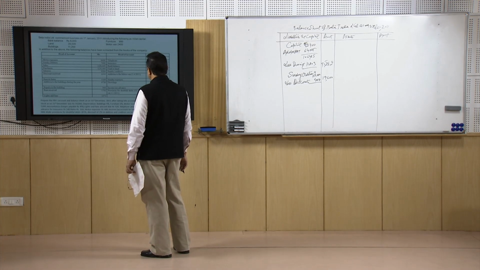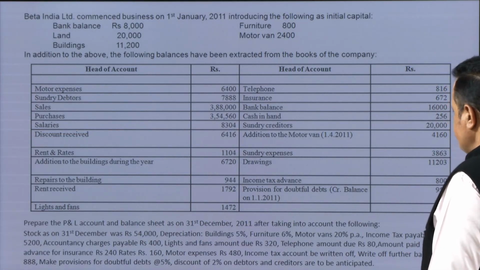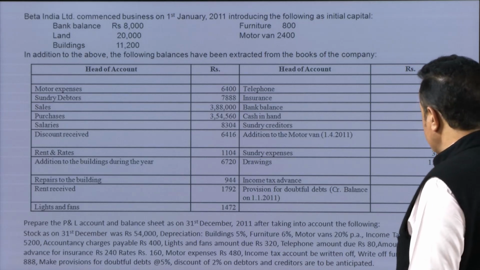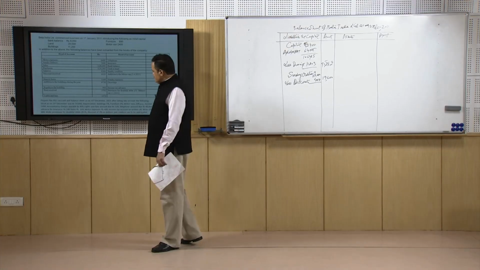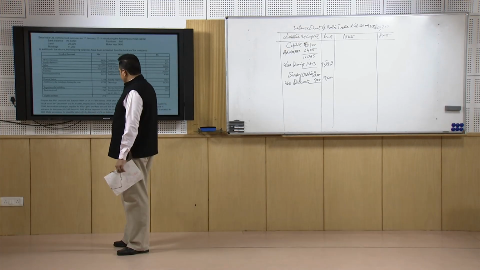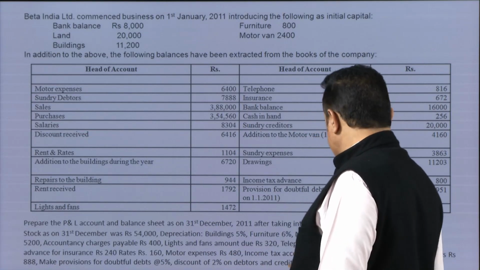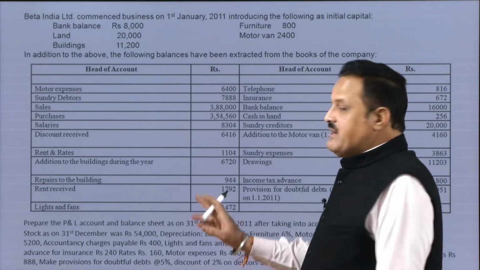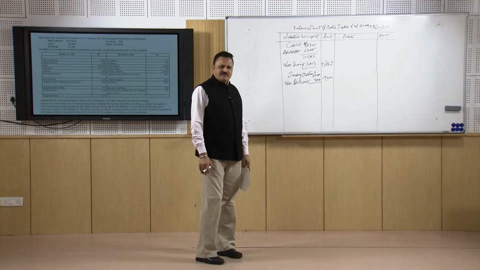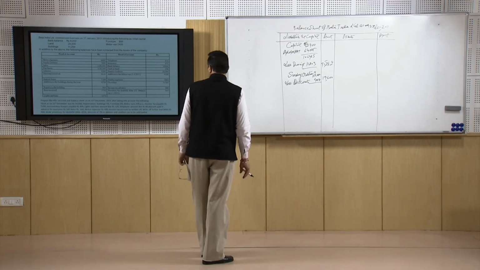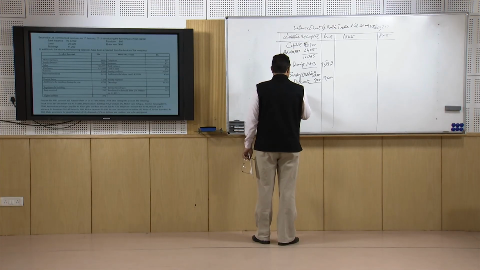Sundry creditors taken; addition to motor vans, no; sundry expenses, no; drawings we have already taken; income tax advance we have already taken; provisions for doubtful debts credit balance we have already taken. Now let us look for the information here. Prepare the profit and loss account of this; closing stock will come on the asset side, depreciation will come on the asset side, income tax payable. Yes, the total income tax obligation of this firm was somewhere 6,000 rupees. So 800 is paid and 5,200 rupees are to be paid.